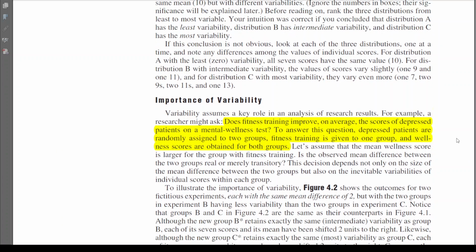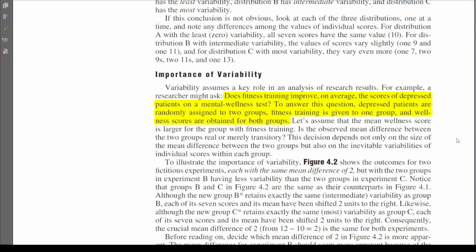Now, what is the importance of variability? Variability assumes a key role in an analysis of research results. For example, a researcher might ask, does fitness training improve, on average, the scores of depressed patients on a mental wellness test? To answer this question, depressed patients are randomly assigned to two groups, fitness training is given to one group, and wellness scores are obtained for both groups.